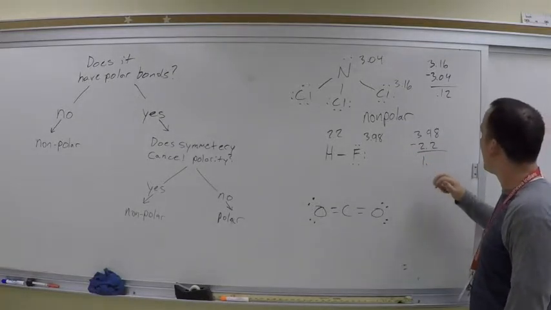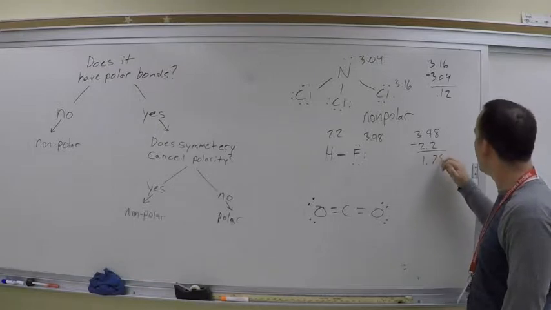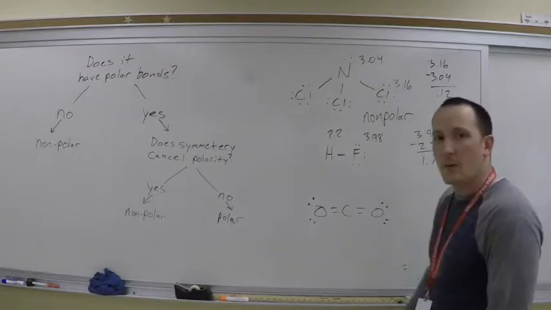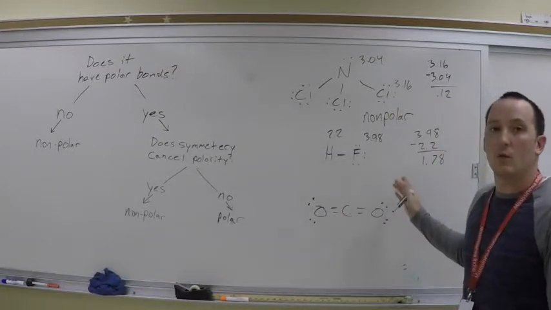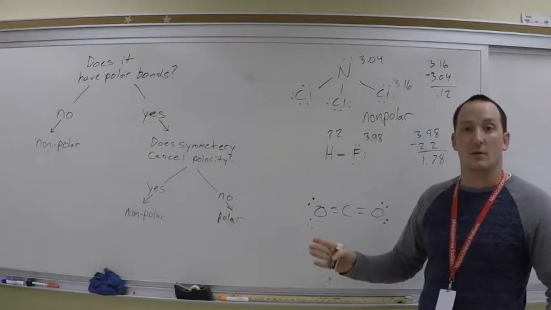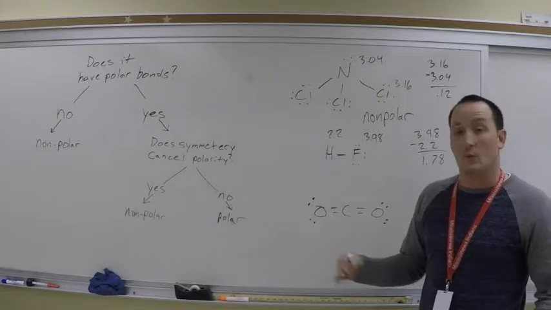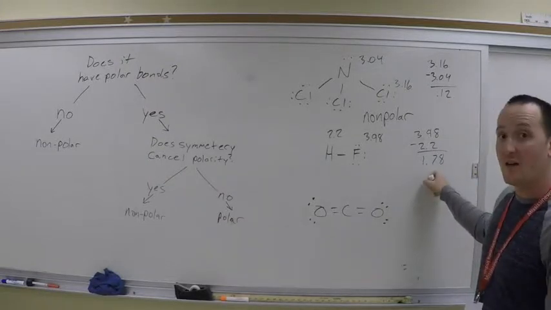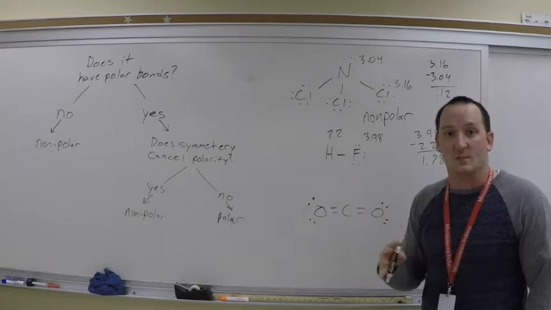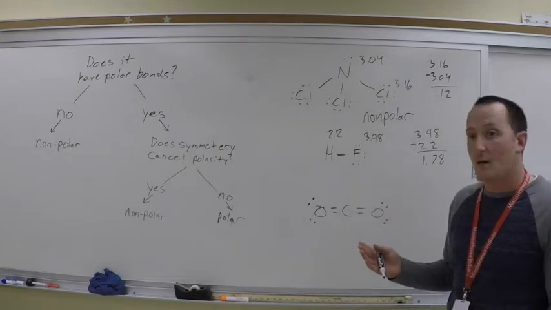And I get 1.78. Now, you might say, whoa, wait a minute. We're looking for elements that are in between 0.5 and 1.7. This is actually greater than that. This bond, technically, based on that spectrum, would be considered ionic.